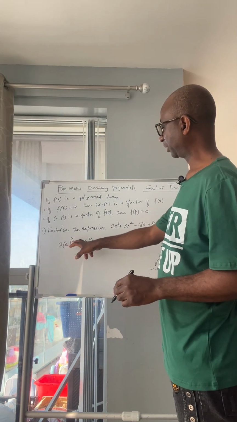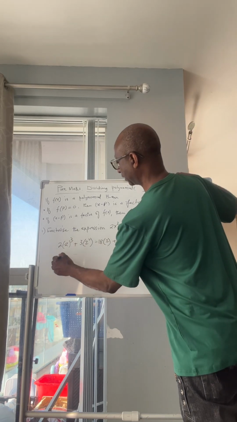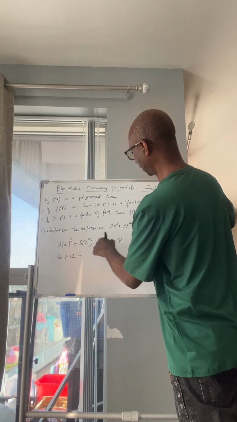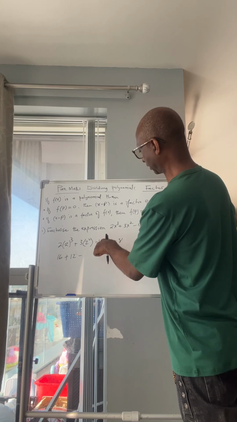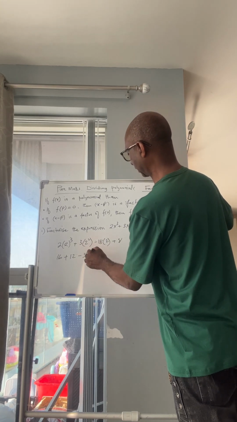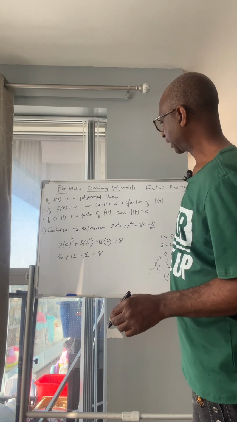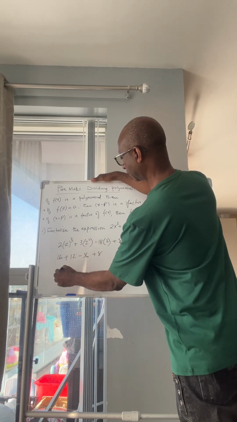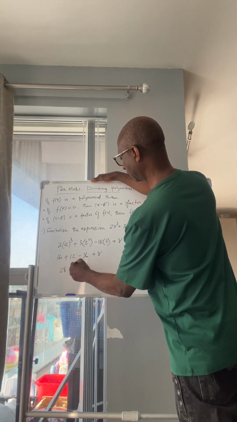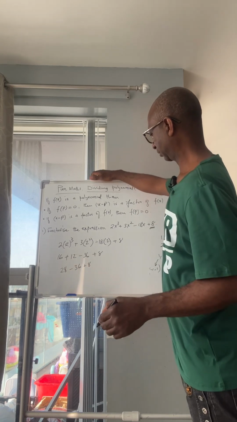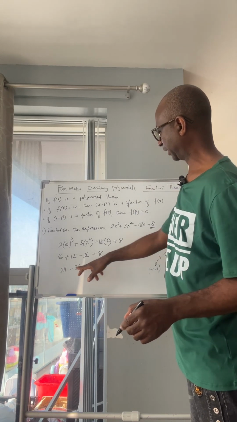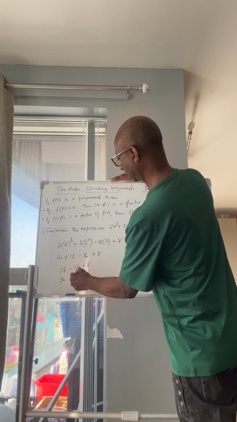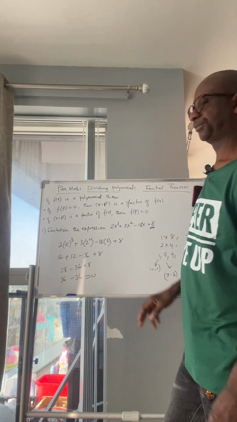2 raised to the power of 3, this is 8. 8 times 2, you get 16 here, plus 2 raised to the power of 2 is 4. 4 times 3, you get 12 here, minus 18 times 2 is 36, so you get minus 36, then plus 8. What do we get? 16 plus 12 will give us 28, minus 36 plus 8. 28 plus 8 will give us 36, then minus 36. So you get 0. Right?